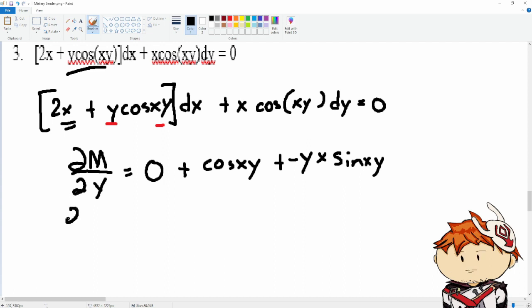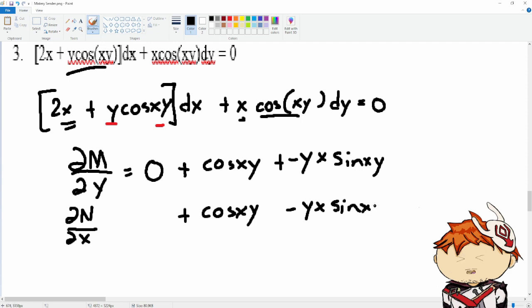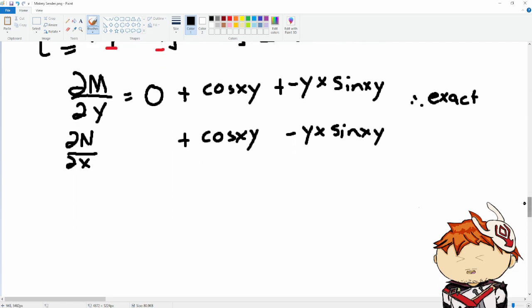Then for the n with respect to x, differential of x will be cosine xy. It seems to be exact. And the differential of cosine x is negative yx sine xy. Therefore, they are exact. Cool. They are exact. Alright, so let's solve for exact.